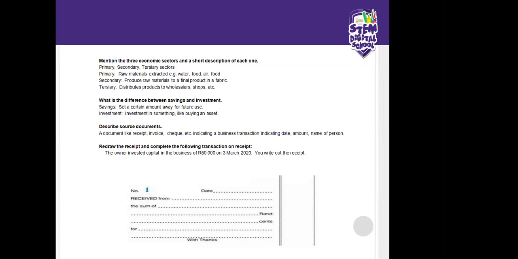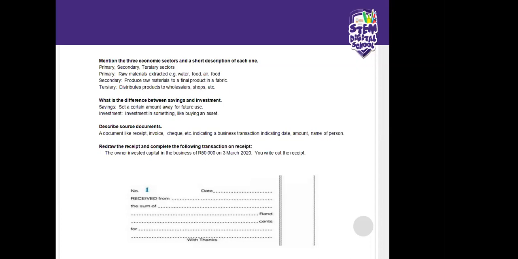Right, then question 4 was that you need to redraw the receipt and complete the receipt with the following transaction. Let's first read the transaction. They say the owner invested capital in the business of 50,000 on the 3rd of March 2020. You write out the receipt, so it means you need to sign that receipt. Unfortunately, I cannot complete it on the receipt, so you guys need to listen now, especially regarding the marks.